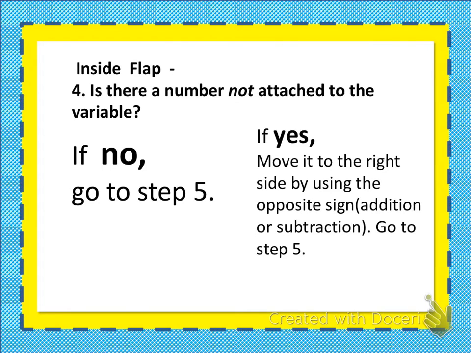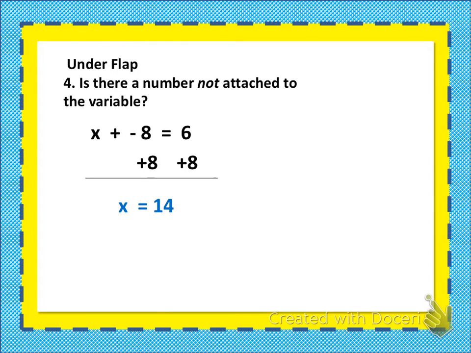So inside flap 4, it says, is there a number not attached to the variable? If no, go to step 5. If yes, move it to the right side by using the opposite sign, the addition or subtraction. Then go to step 5. So right here we have a negative 8. Well, it's a negative, so we're going to add 8. Whatever you do to one side, do to the other, and we get x equals 14.